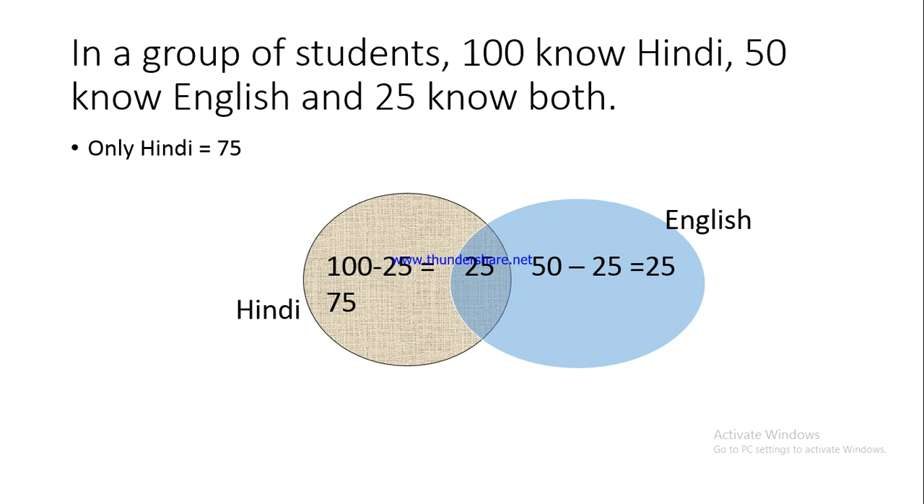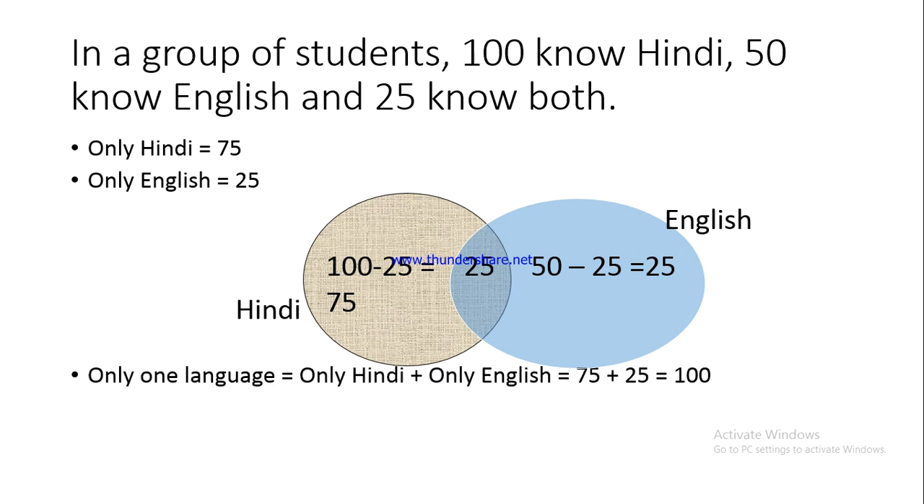This is the value which is appearing in the bluish part of the English circle, and that is why it is only English. The overlapping part will denote the students who know both Hindi as well as English, right? So now we have got the answer to this particular question also, in case this question is asked. How many students know only English? 25. How many students know only one language?